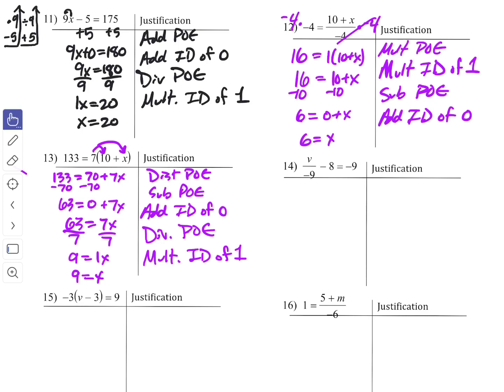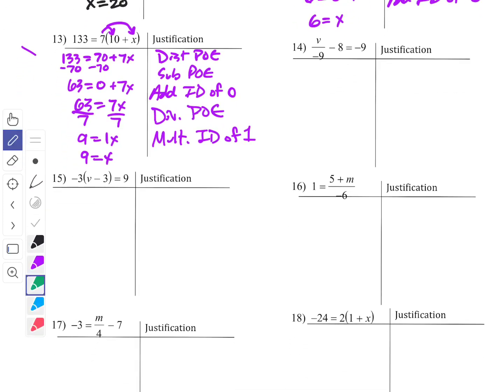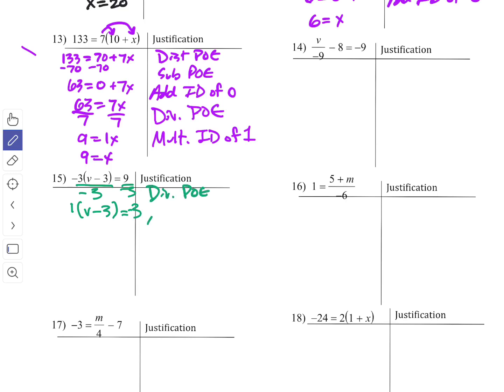Okay, whereas if we look at number 15, because this whole side's together, I could start out dividing by 3, negative 3. That would give me 1 times v minus 3 equals 9 divided by negative 3 is negative 3. So we use the division property of equality first. Then we'll use the multiplicative identity of 1 to get rid of that 1 and the parentheses.